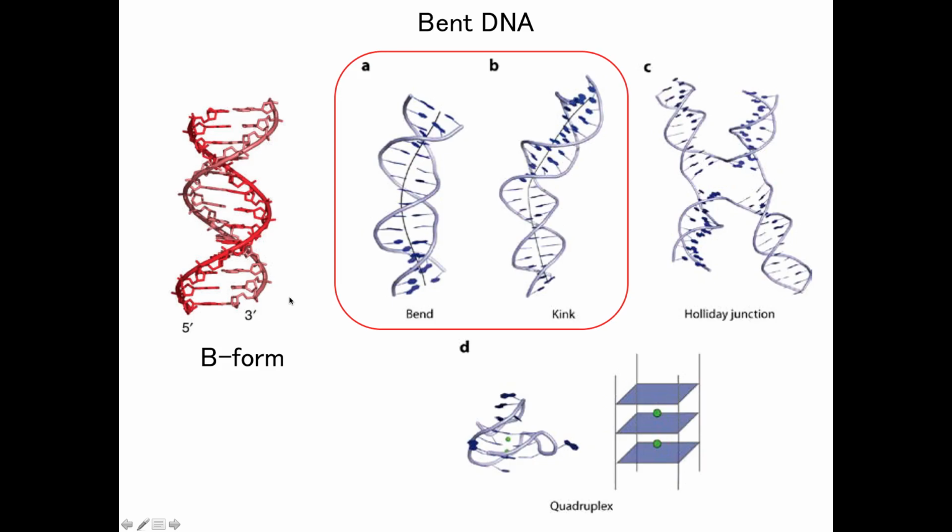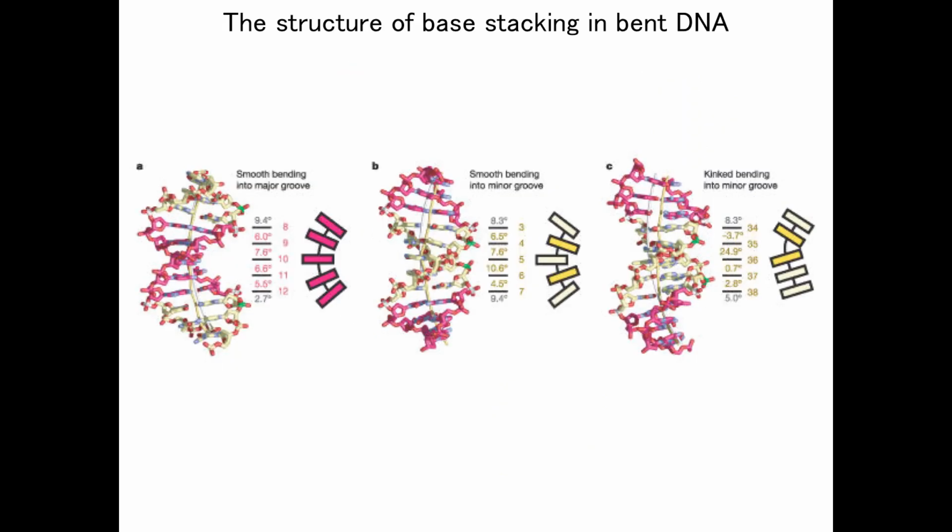Most important is why B-form DNA is stable. B-form DNA consists of hydrogen bonding between each base and pi-pi stacking. And pi-pi stacking is most important to form the stable structure. But in the case of bent and kinked DNA, such pi-pi stacking between the bases is disordered.